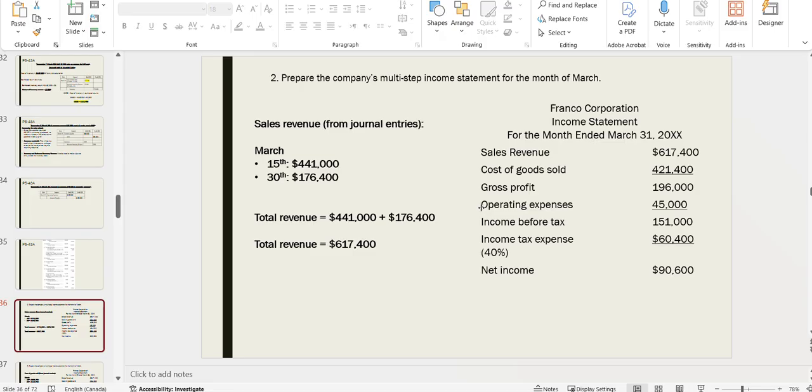We had an operating expense of $45,000. It is our income before tax. We know that we need to pay 40% as our income tax. So we can calculate 40% of your income before tax and it gives you your net income.